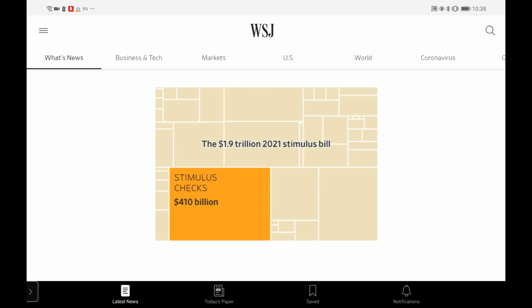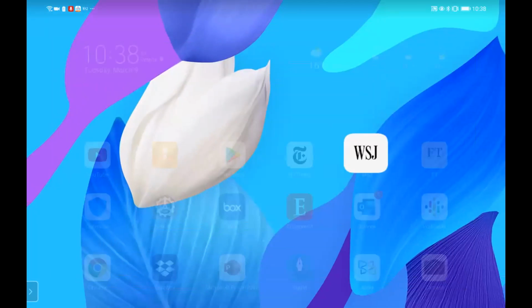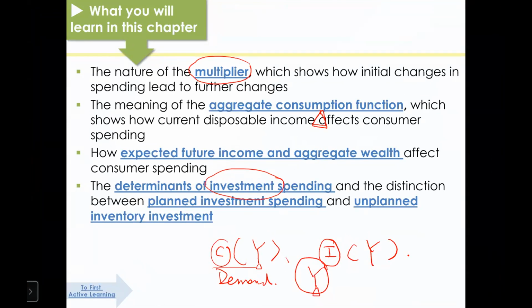So certainly, the answer to the second question, which is how this stimulus check will affect our economy, will help us understand the first question, why the government wants to initiate this massive stimulus bill, which is 1.9 trillion, a little bit close to 10% of our total GDP, right? Okay, so now just keep these two questions in mind. So let's just go back to our slides.